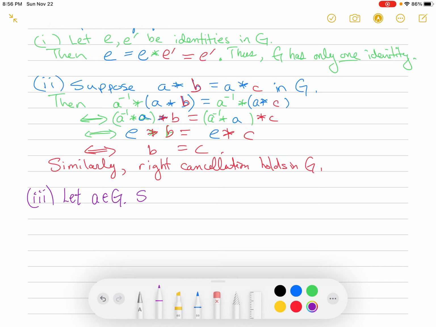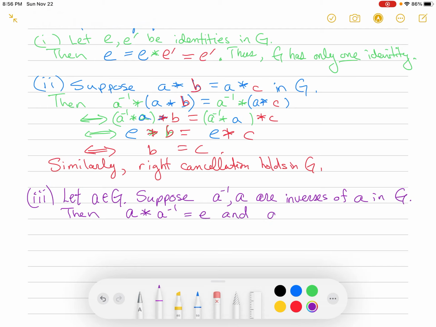So suppose A superscript -1 and A prime are inverses of A within G. Well, according to the definition of the inverse, at least part of the definition, A starred with A inverse equals the identity, and A starred with A prime. Oh, I forgot to write a prime. That should be a prime right there. A starred with A prime equals the identity.